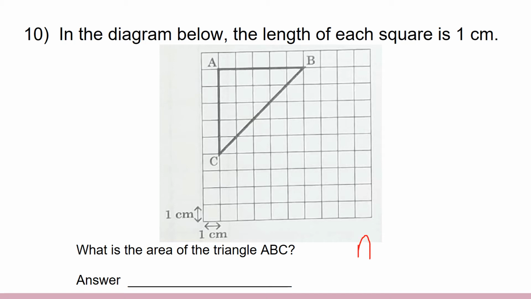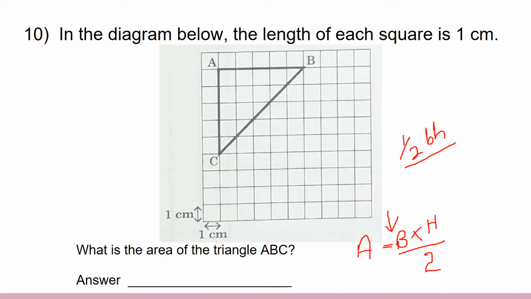To find the area of a triangle, the formula is base multiplied by height over 2. Or for some, they may know it as a half base height, which means a half of the base and height, which is the same thing like this one, base multiplied by height divided by 2.